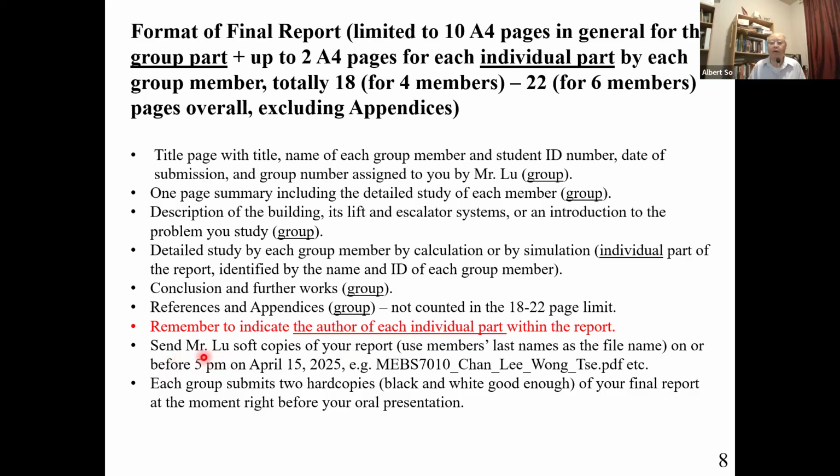Send the soft copy to Mr. Liu using this format: MEBS7010-Vertical, and then the last name, or surname, of each group member, and then .pdf. And then right before your presentations, submit 2 hard copies.